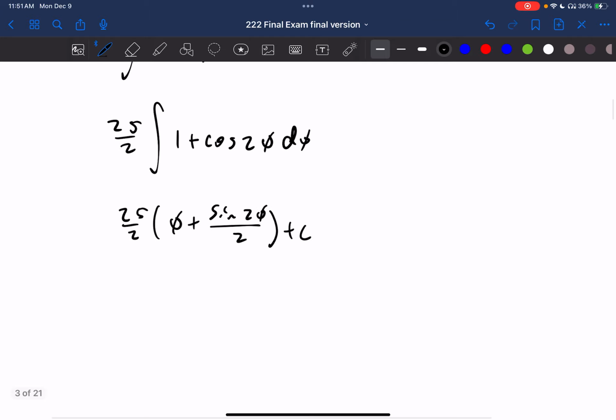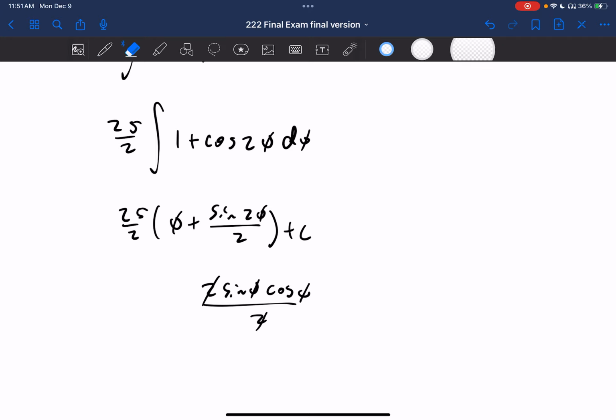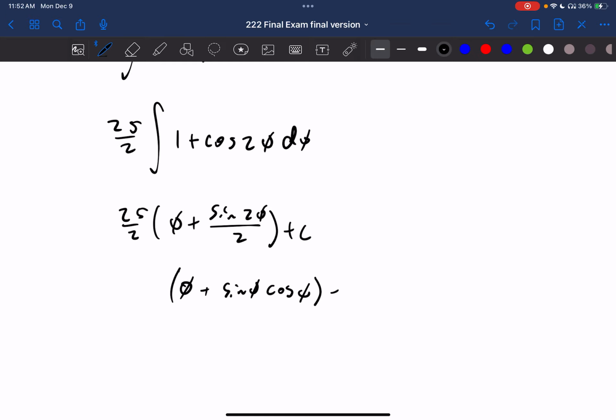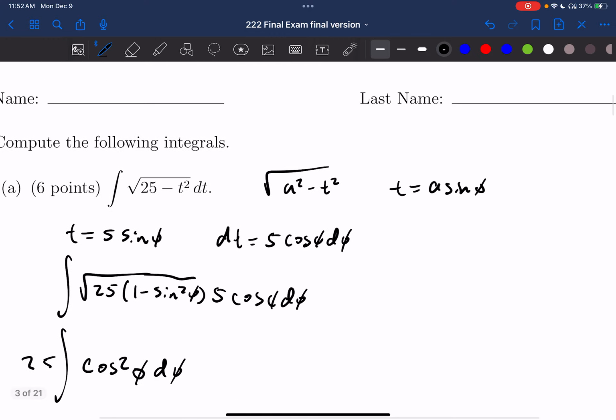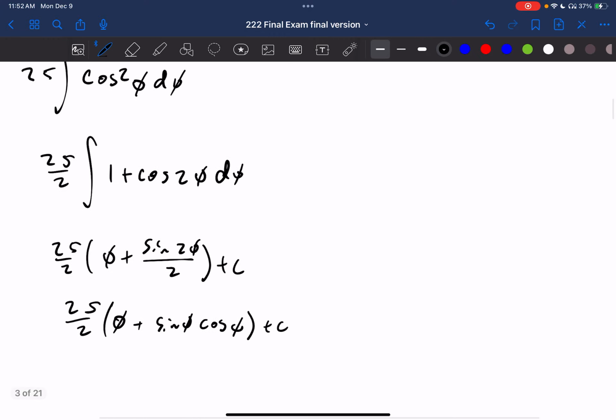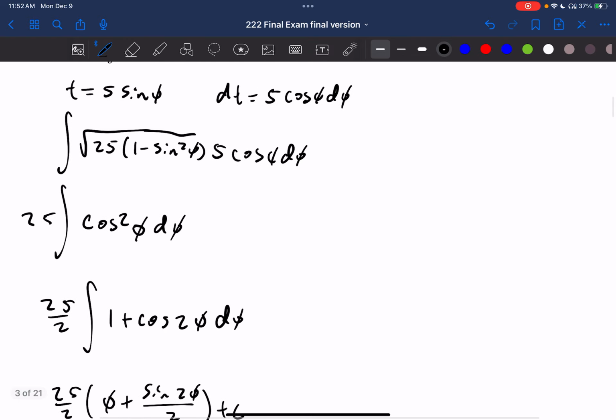plus c. Notice sine 2 theta, using the double angle identity, is 2 sine cosine. So 2 sine theta cosine theta divided by 2, this 2 and this 2 cancel, therefore we don't have to write this anymore. We just write it like this: theta stays, plus c, and everything else stays. 25 divided by 2. Notice we started with t. Now we're in theta, so we need to revert back to t.